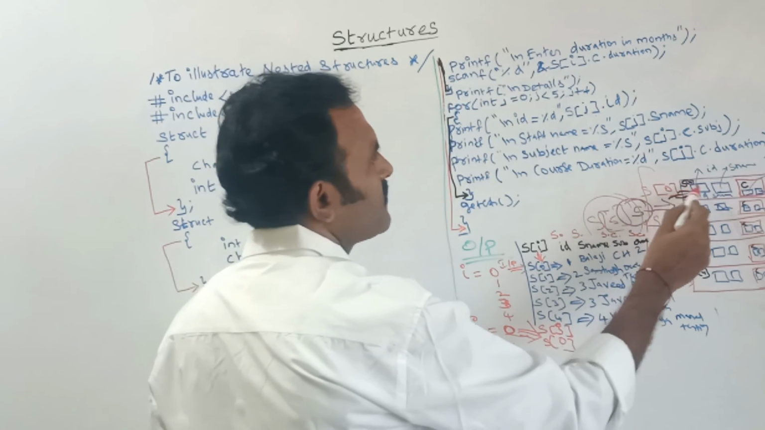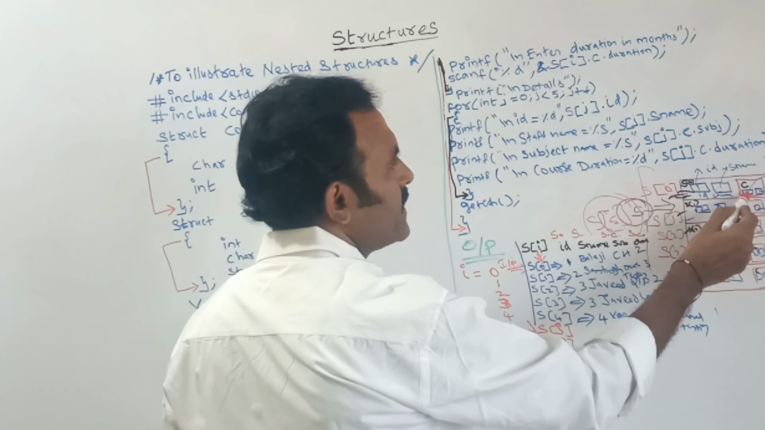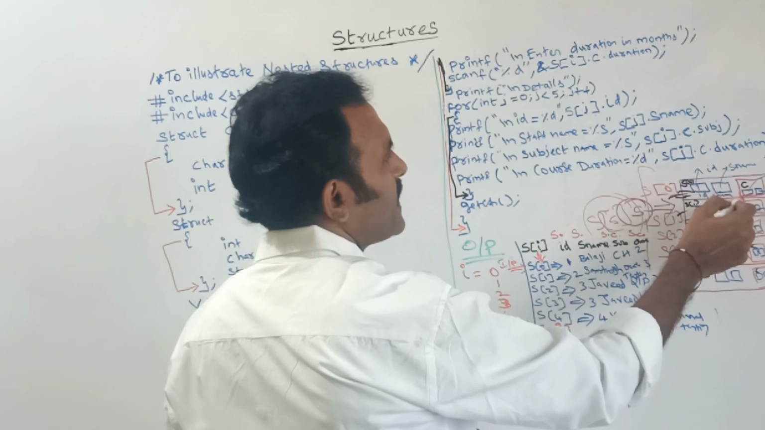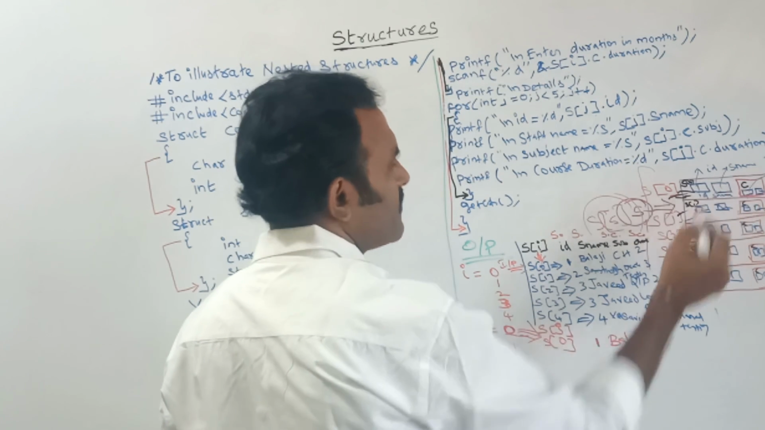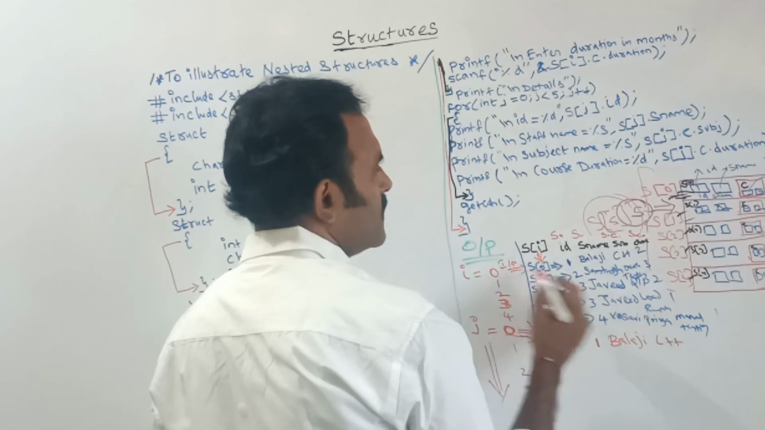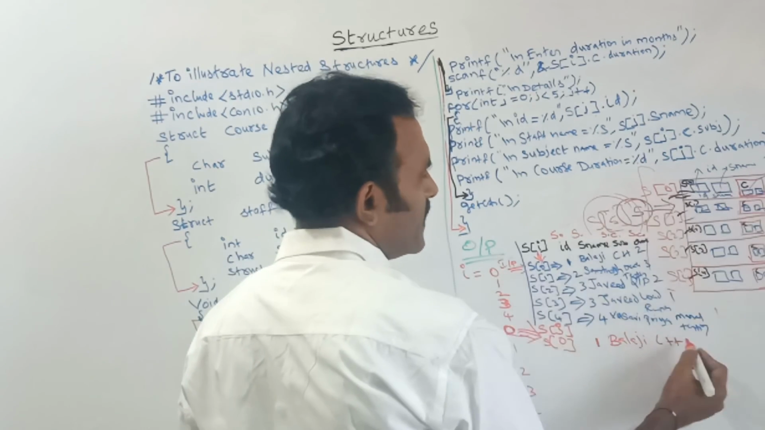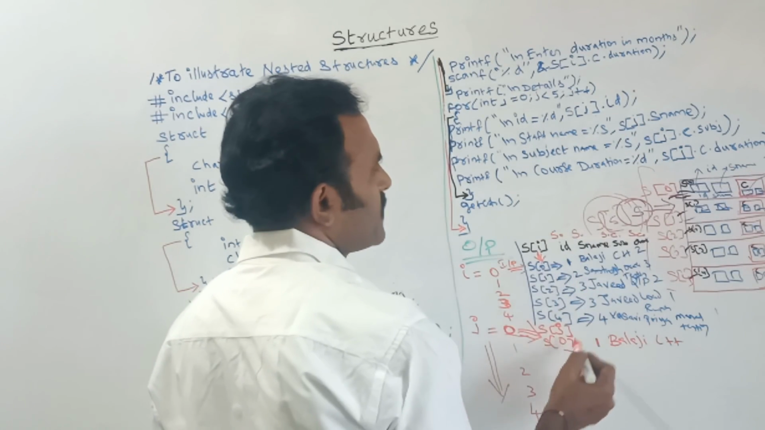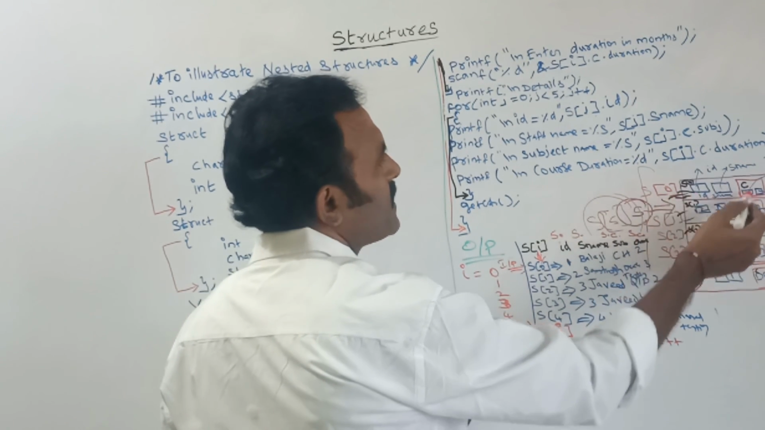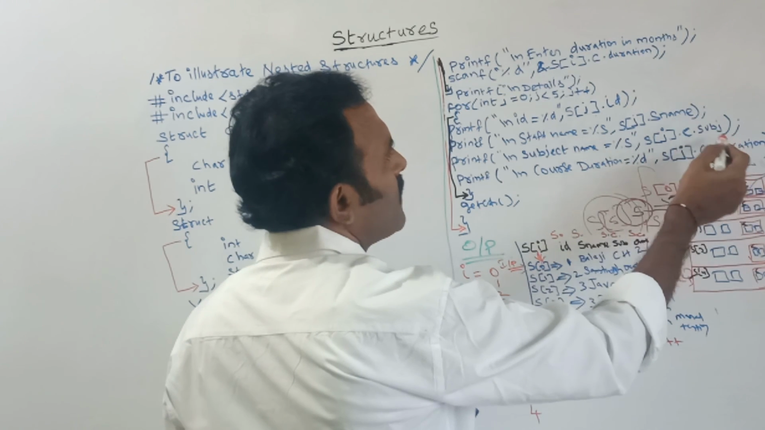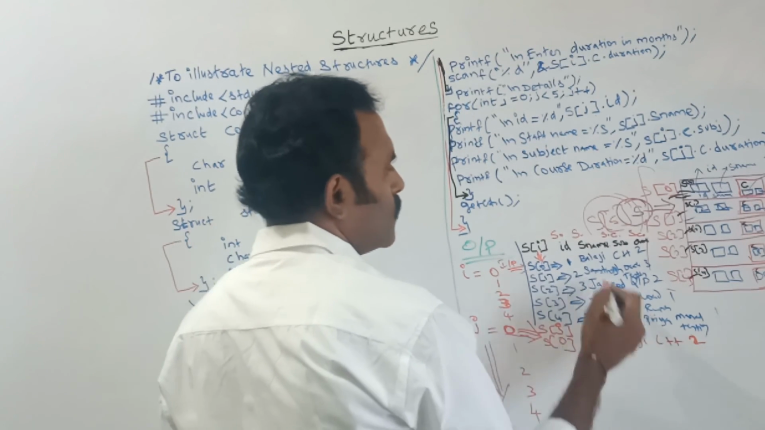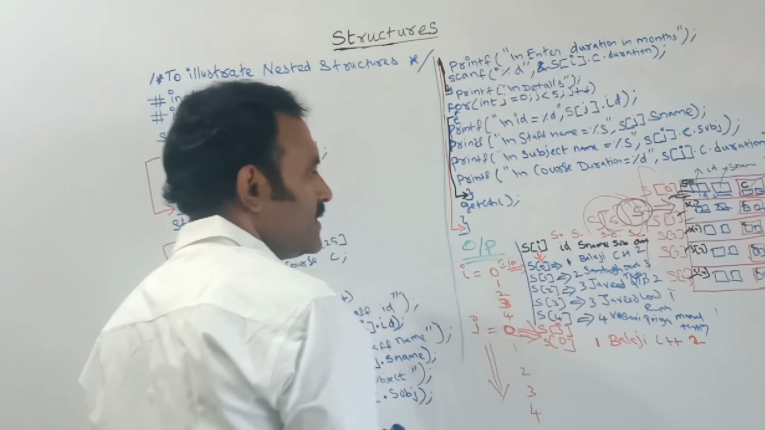Next s of 0th position dot c dot subject. So here s of 0th position, c dot, inside the inner structure, this first member, subject, will be printed. What is that subject? At the 0th location the subject is C++. Next, in the same way, duration: s of 0 dot c, the structure member duration. What is that duration? 2. So the given data will be printed in the similar way.